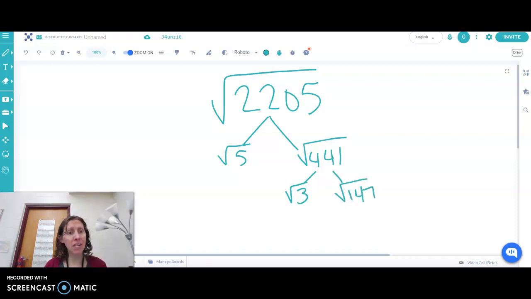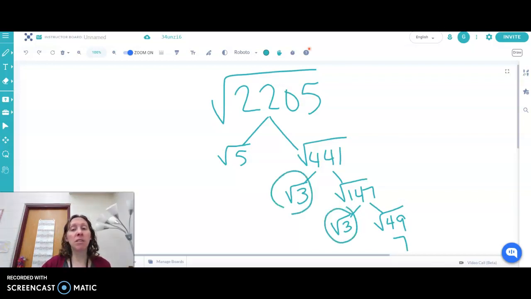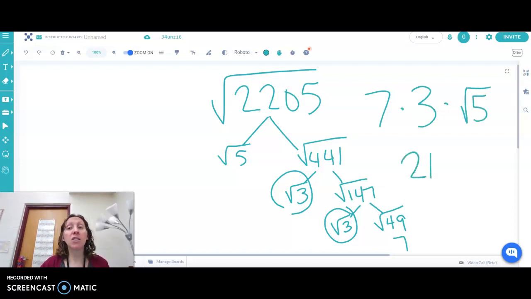147. Another yucky number. All right, I'm going to see if I can add those together. 1 plus 4 is 5. 5 plus 7 is 12, which means we can also divide it by 3 again, because 12 is a multiple of 3. And then we get 49. Ooh, and I do know the square root of 49, which would be 7. Since we have 2 of this number, that means 3 would be another number to use. And then we still have that square root of 5. So that final answer would be 21 times the square root of 5.